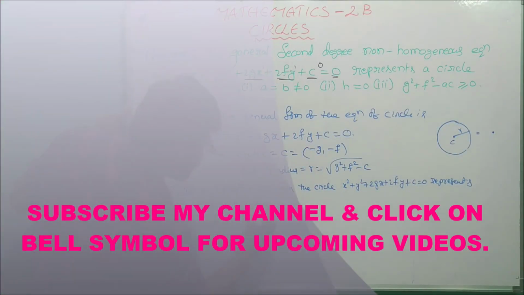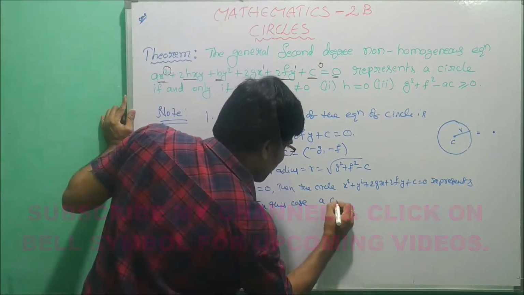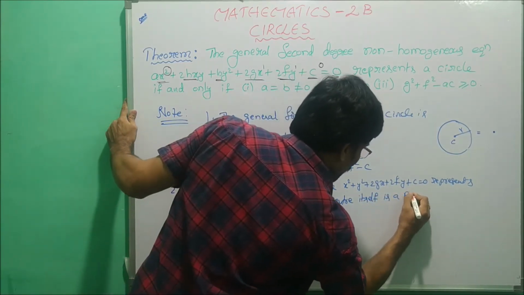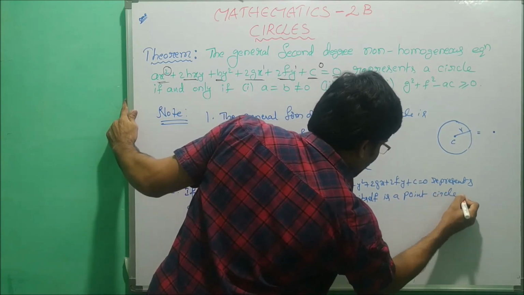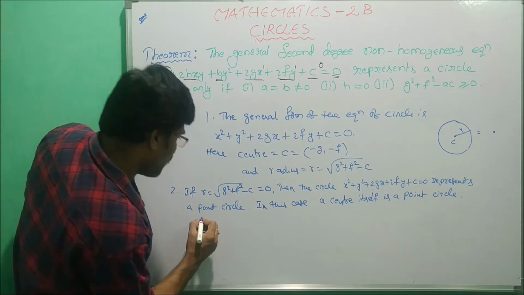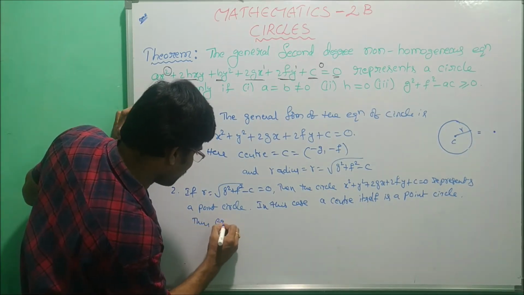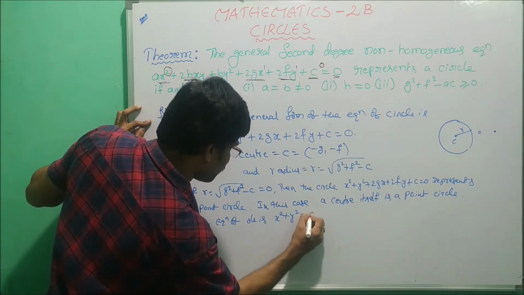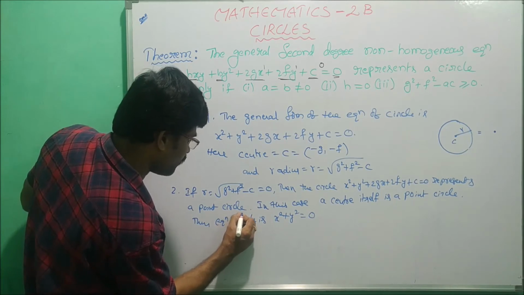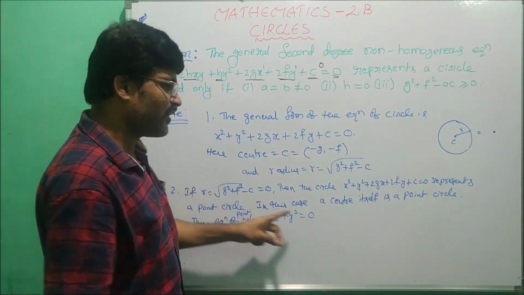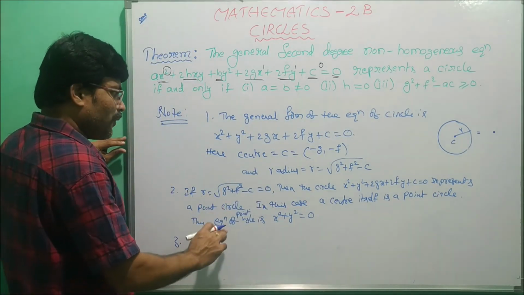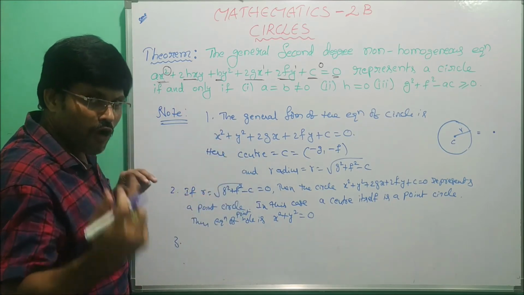In this case the center itself is a point circle. Then the equation of the circle is x² + y² = 0. Circle means point circle; the equation of a point circle is x² + y² = 0. And the third condition is, suppose this equation passes through the origin.